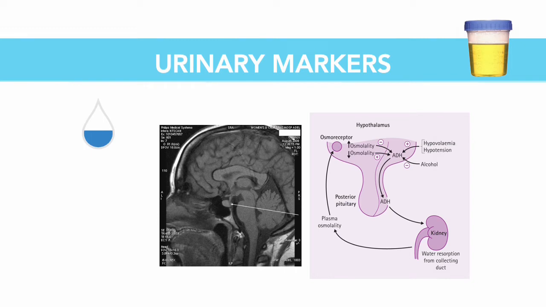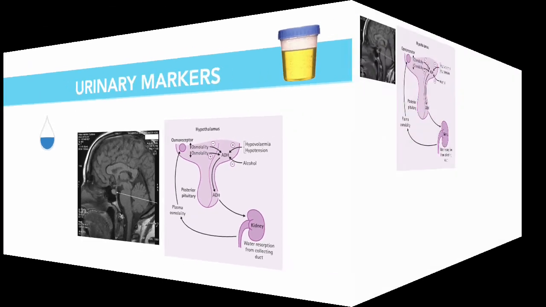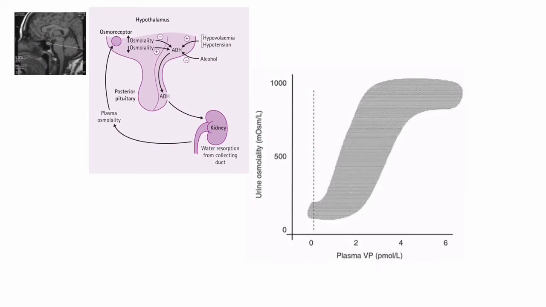The other idea, of course, is to measure urinary biomarkers, and the idea comes from ADH, antidiuretic hormone, or AVP, arginine vasopressin. We know that ADH is secreted by the posterior pituitary. It has an impact on the kidneys. It increases water reabsorption, and as a response to the water reabsorption, we have higher urine osmolality, so you have more concentrated urine.